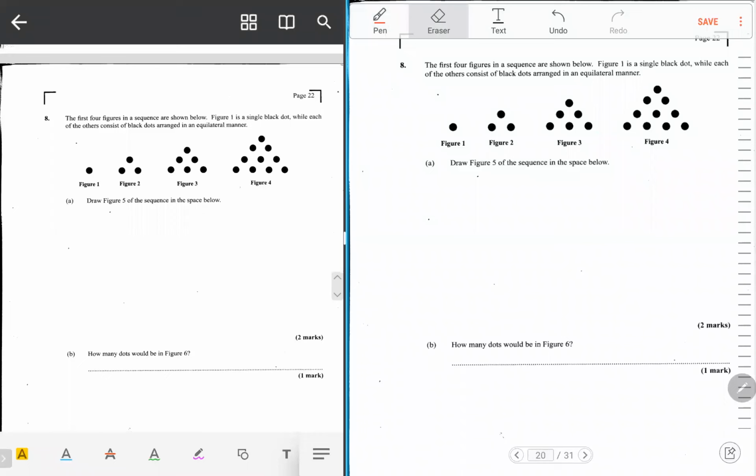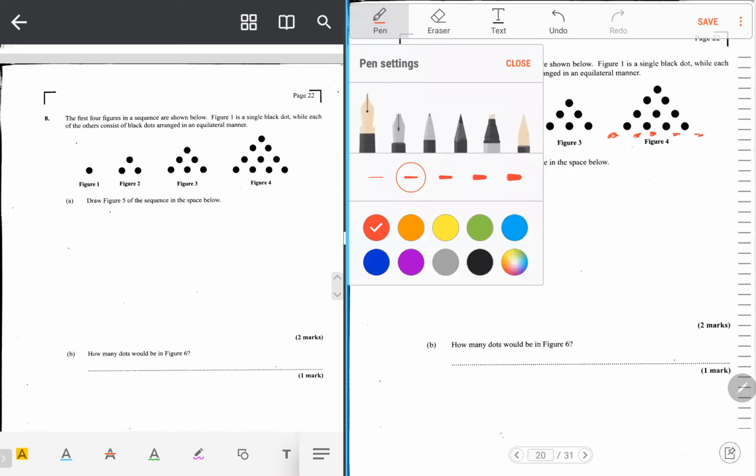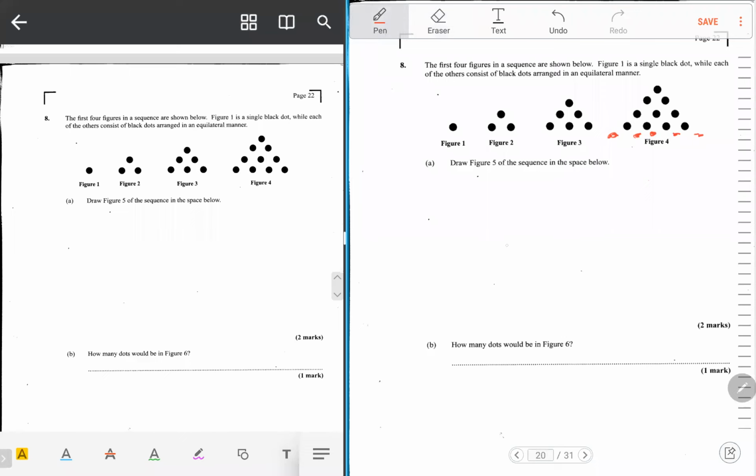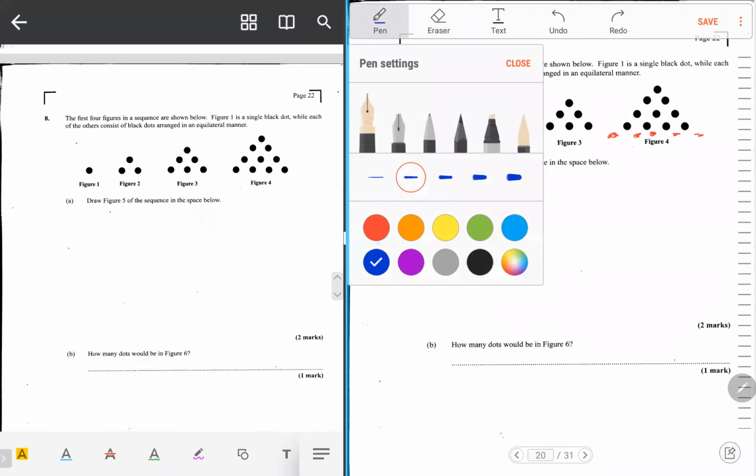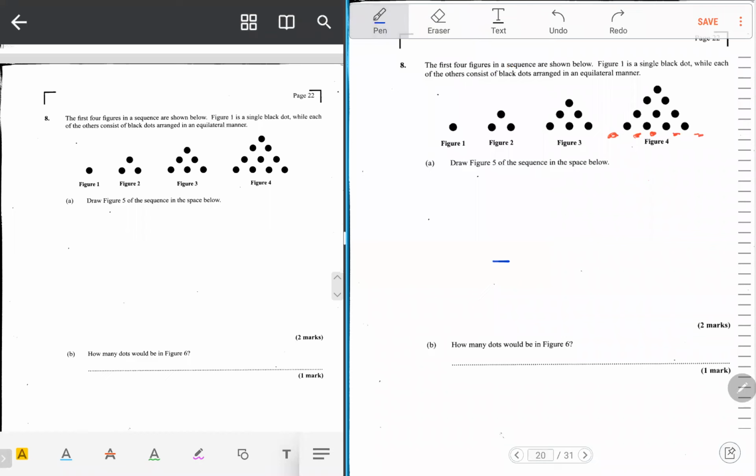So I'm going to draw the 5th one. For the 5th one, as I said, you put some dots under here to get this one. So you draw the 4th one and then you put the dots under there. All right, so let's see if we can draw it. Let's draw it in blue. So I'm going to put the 4 dots under here first.